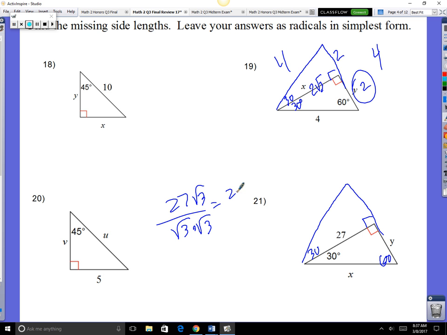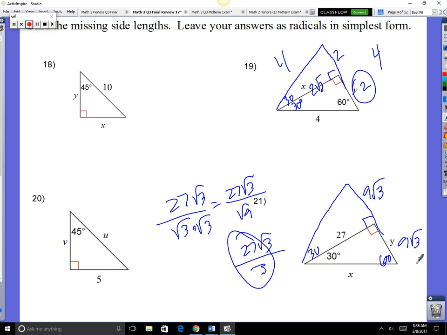So on top you're going to have 27 square roots of 3, and on the bottom you're going to have square root of 9, which is 3. 27 thirds, you can change that to 9 square roots of 3. That's 9 square roots of 3. That's 18 square roots of 3. That's 18. You just double it. So 2 doubled is 4. 9 square roots of 3 doubled is 18 square roots of 3.